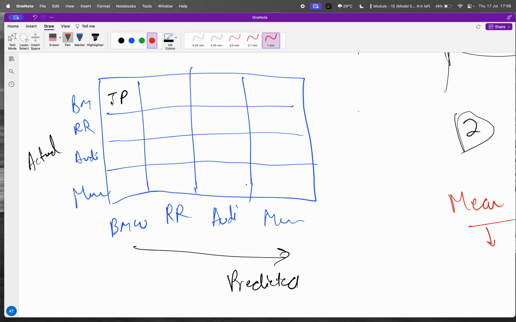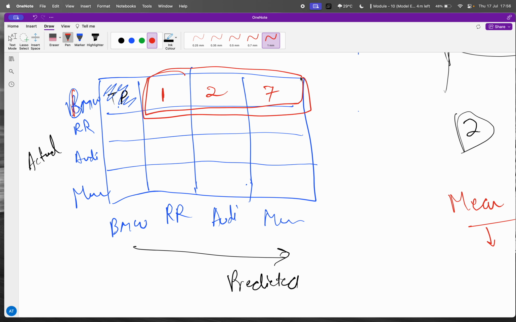It was BMW and it predicted BMW, then it's fine, it is a true positive. But if it was a BMW and it predicted Rolls-Royce, Audi, or Mercedes, then it is a problem. This will become a false positive. The same way you have to calculate for everything.